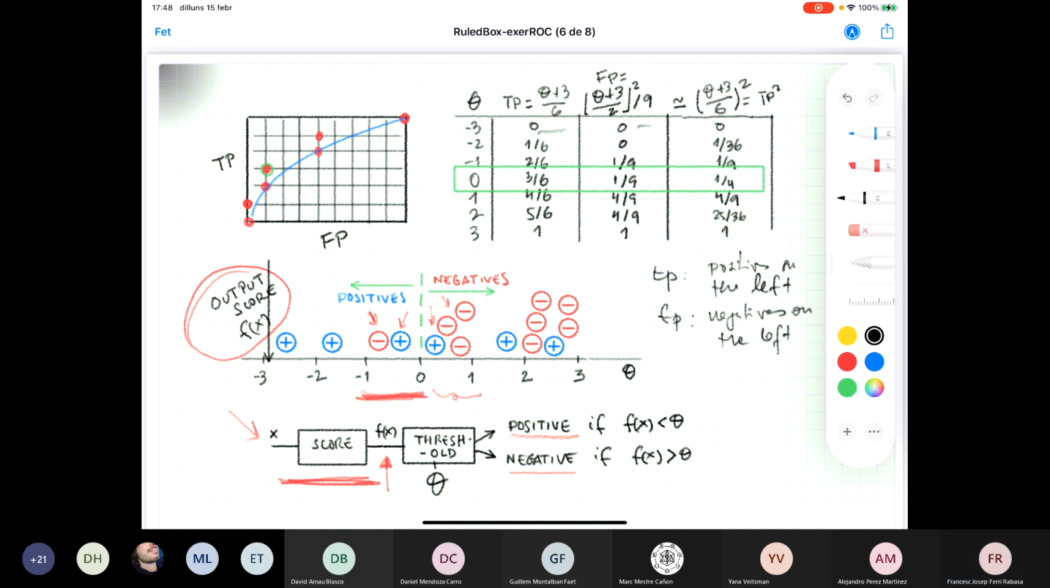Then, when I move the threshold to 2, I have one positive on the left and no negatives on the left. It's okay? The same for theta equal to 1. And now I see that in this position, it happens first that I have this false positive, this false positive, and then this true positive, this true positive. You see?